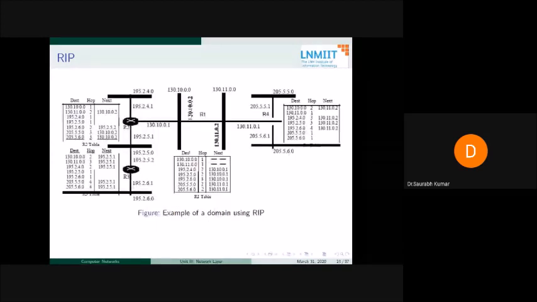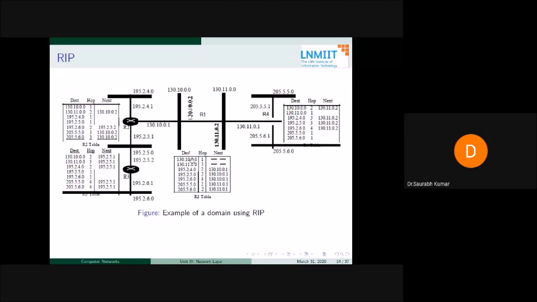Okay, we will see this with this particular diagram. This is the example of a domain that is using the concept of routing information protocol, that is RIP. The figure here shows an autonomous system with how many networks? 7 networks. And how many routers are there? 4 routers: 1, 2, 3, and 4. R4, R1. Let us observe and understand the routing table of R1. The table has how many entries? 1, 2, 3, 4, 5, 6, 7 entries. And what do these entries show? They show the reachability of networks in the autonomous system.